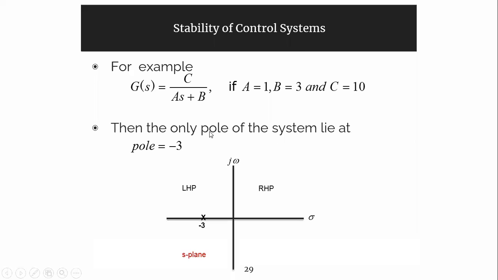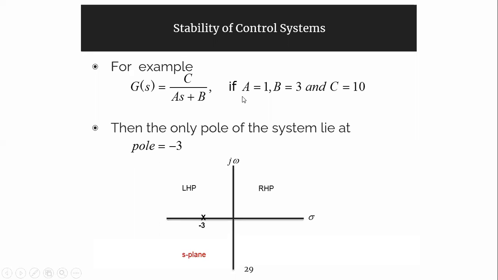So likewise, these are the examples of how we can simplify. See here, G of S is equal to C by AS plus B. If A is equal to 1, B is equal to 3 and C is equal to 10, how can we simplify? The values are given: A is 1, B is 3 and C is 10. So at that time, what is the value of S? Only one pole of the system lies at AS plus B equals 0.